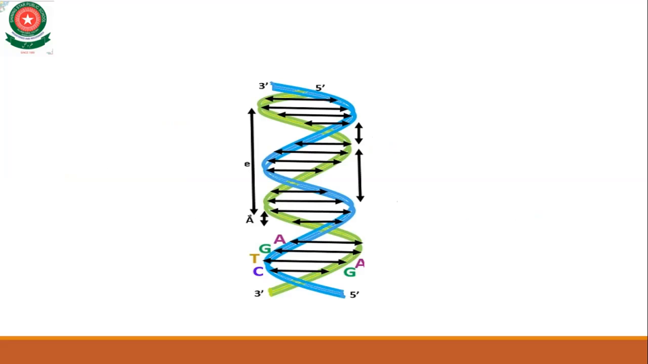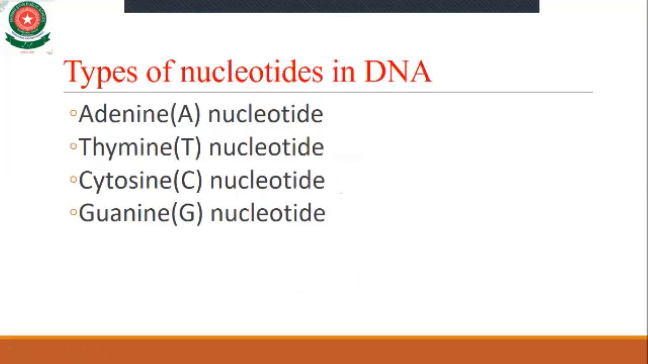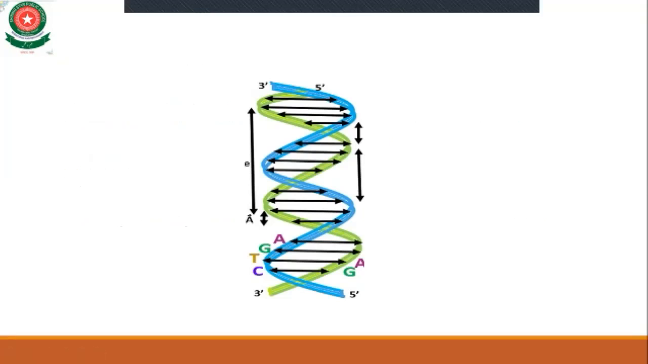Here we see the DNA model. One strand is shown with a blue line and the other with green, and these strands are crossed with each other. Here A shows adenine, G shows guanine, T shows thymine, and C indicates cytosine. These two strands overlap like a ladder, and this model was proposed by Watson and Crick.